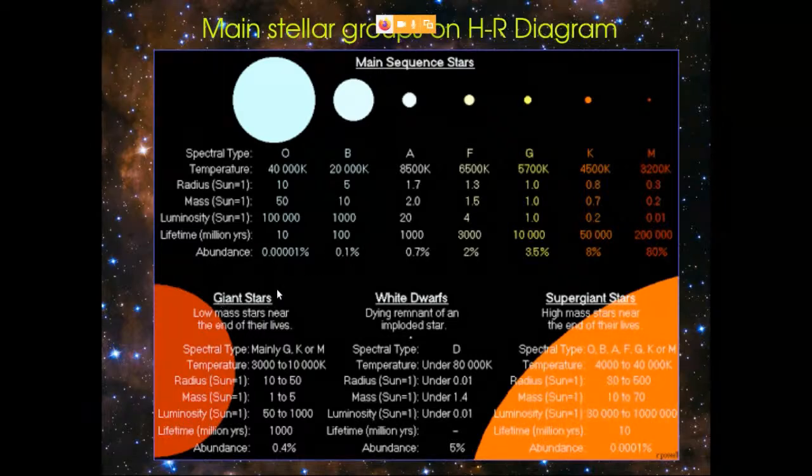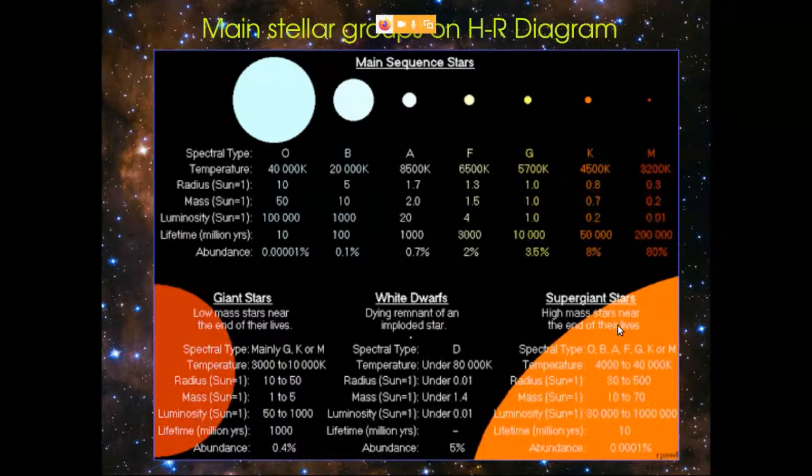And then this is the group of giant stars. They are low mass stars near the end of their lives, as we have seen. And their spectral types are these. They are cooler and so on. These are white dwarf stars. They are dying remnants, right, of the low mass stars. And this is their very high surface temperatures. Okay, and they are very small in size.